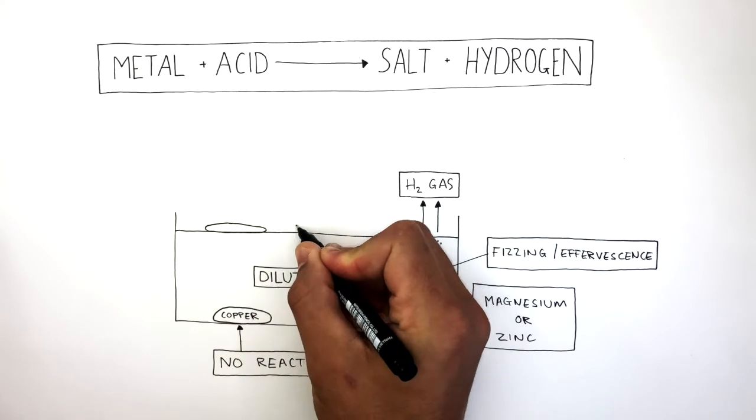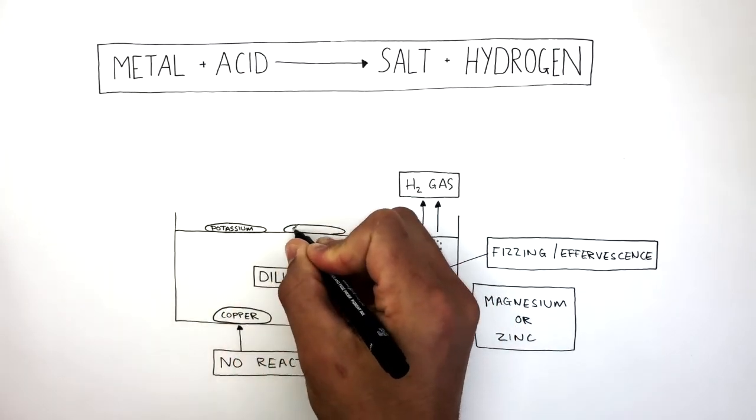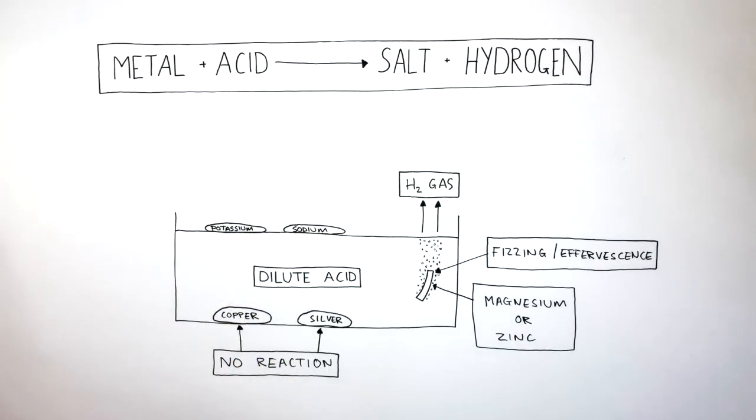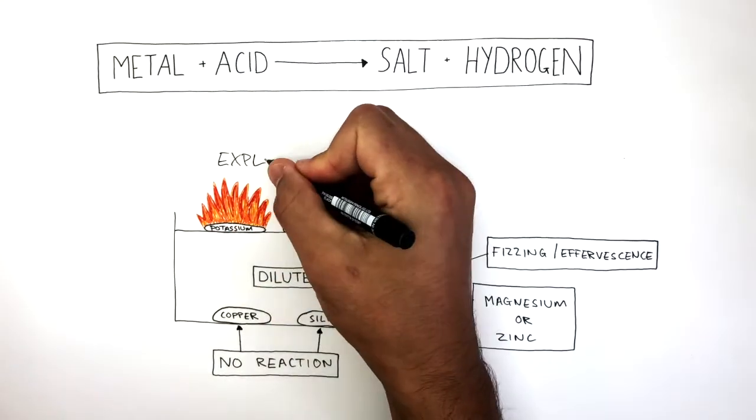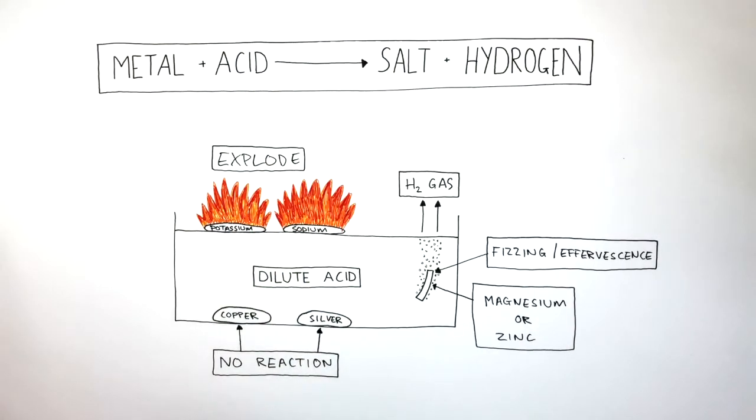And if very reactive metals such as potassium and sodium are added to an acid, this causes violent chemical reactions where they explode. So group 1 metals are never added to an acid.